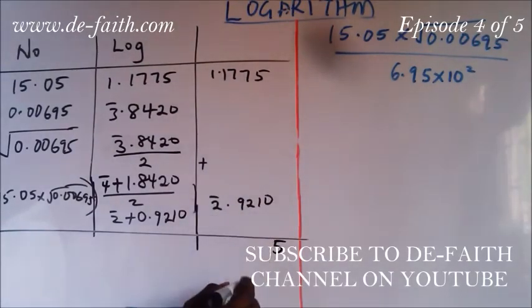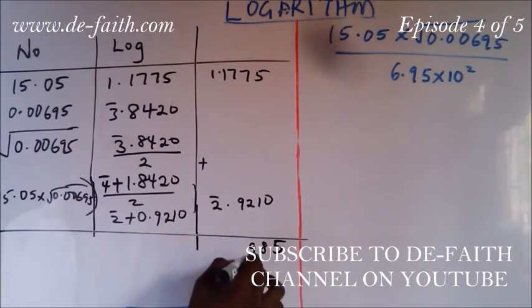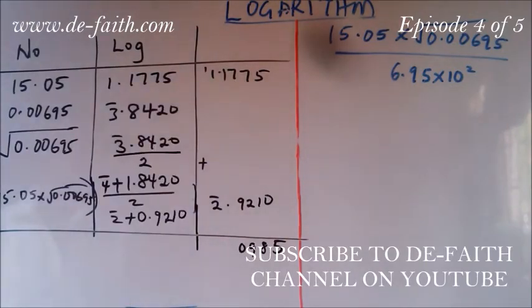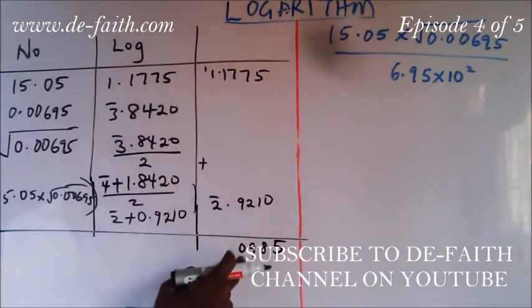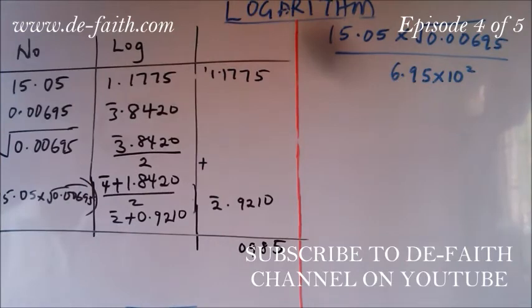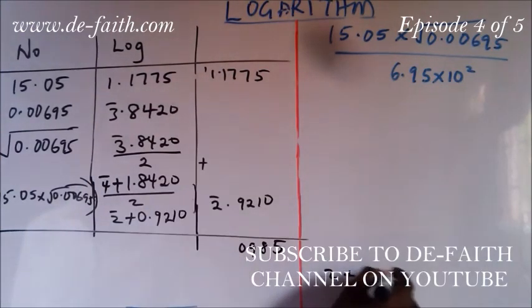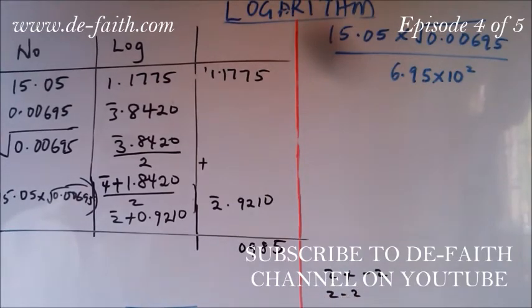7 plus 1 here is 8. 9, 0, 1. So 9 plus 1 is 10, so we write 0, we carry 1. 1 plus 1 here is 2. Then 2, so we have 2 plus minus 2. That is, plus times minus is minus 2. So 2 minus 2, that gives us 0.0985. But we are not done yet.